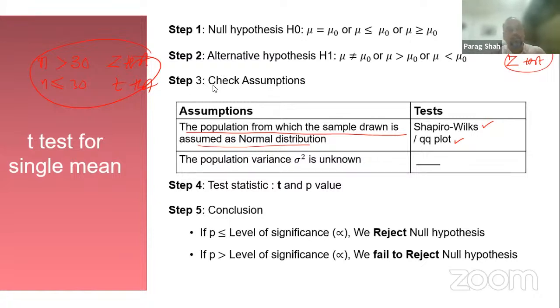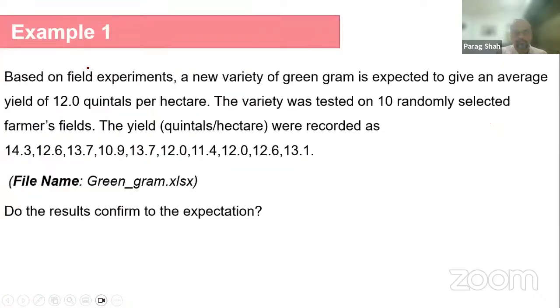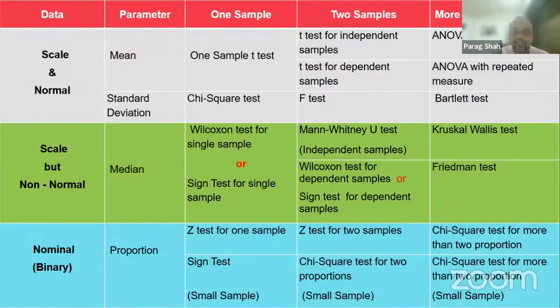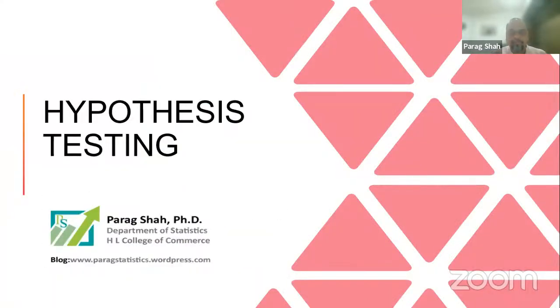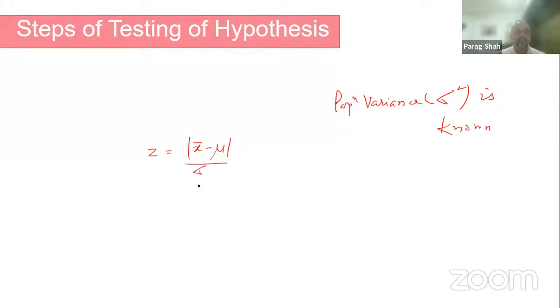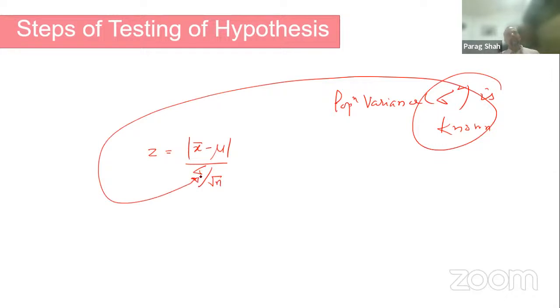Ideally, when you're using software, no need to worry about all this. The reason is, do you know when to use Z test? Z test is to be done when population variance is known. That means sigma, sigma square is known. Do you know the reason? What is the formula for Z? Formula for Z is x bar minus mu divided by sigma upon root n. So if you know sigma, then only you will be able to substitute over here.